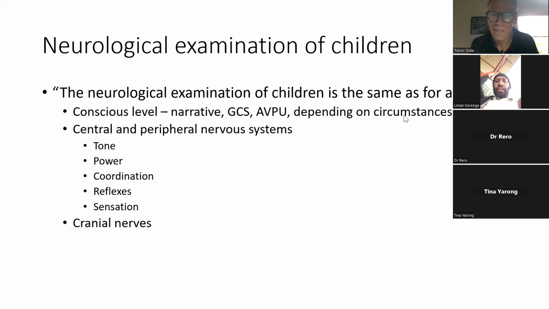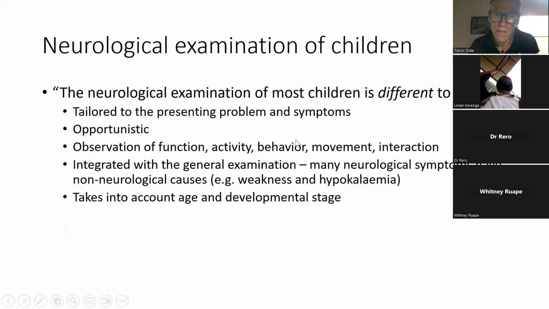So in some ways, the neurological examination of children is the same as what we do for adults, but it's actually different. It's different because it's a bit more tailored to the presenting problem and the symptom the child has. And it's more opportunistic. You don't have to go through everything in exactly the same order. When you're examining children, you start the neurological examination even when you're talking to them, even before you start touching them, because it's an observation of their function, their activity, their behavior, their movement, their interactions.